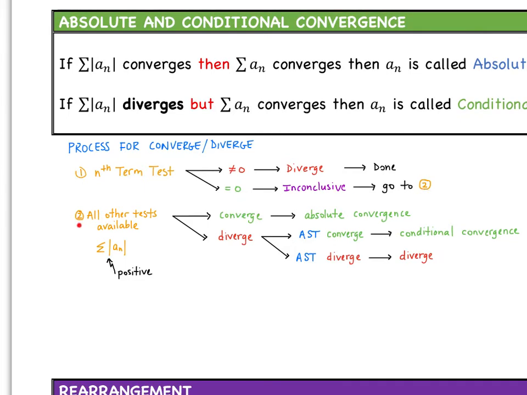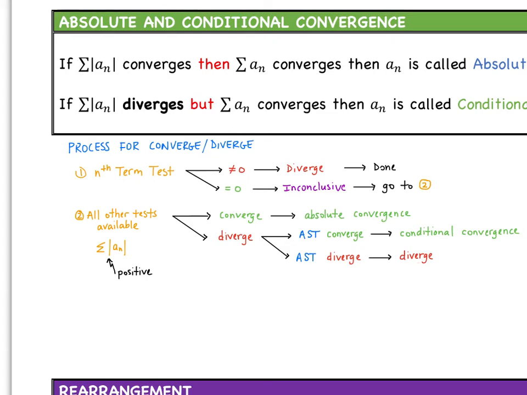Step 2 is we can use any other test that's available. What we're going to do first is look at the absolute value of that series. So we're going to look at the positive portion. If it's an alternating series, we're going to forget about the (-1)^n portion. If we're using those tests and we converge, then it's absolute convergence, and we're done. If we diverge, and it's an alternating series, and the alternating series converges, it's conditional convergence. If the alternating series test diverges, then the whole thing diverges.